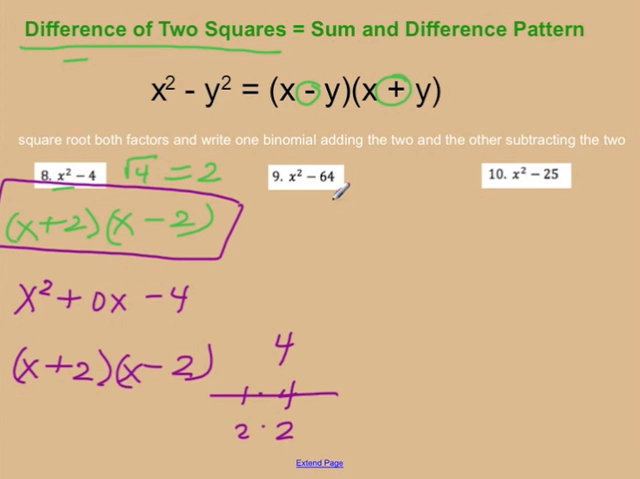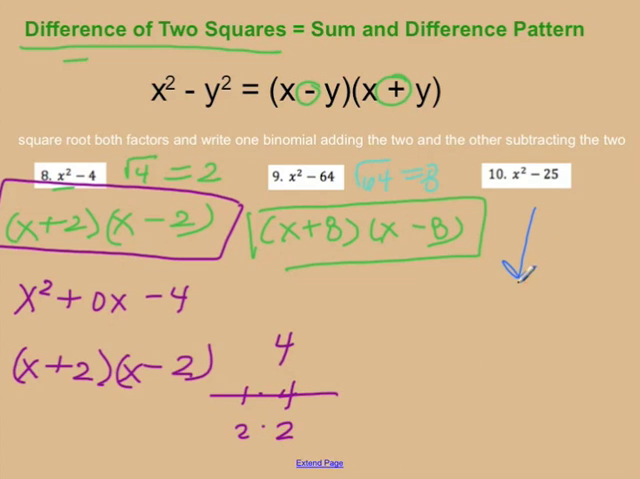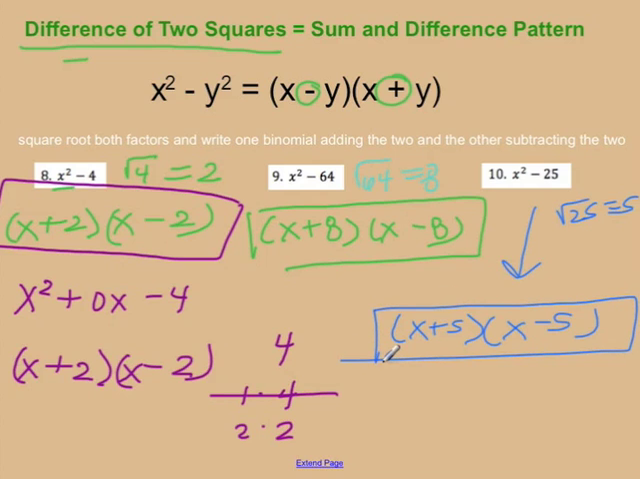Okay, moving on to my next one. I know the square root of 64 is equal to 8. So I have x plus 8 and x minus 8. That is my answer for number 9. So this is why it's really nice for you to notice that you have a difference of two squares, because it'll make the process go quicker. And our last one, we have x squared minus 25, so the square root of 25 is equal to 5, so I have x plus 5, x minus 5. So try and be aware of this type of factoring because it will help you out greatly.